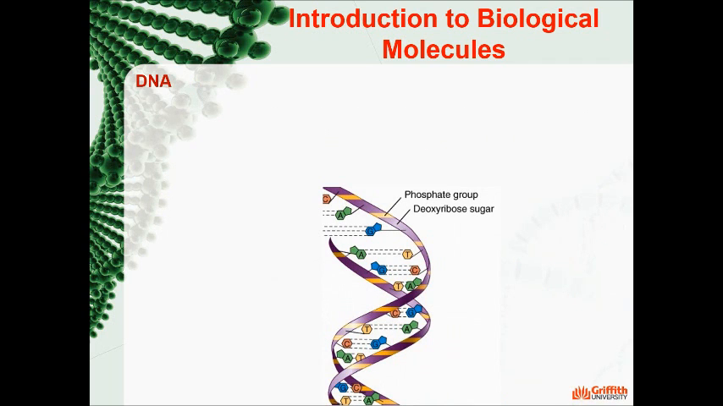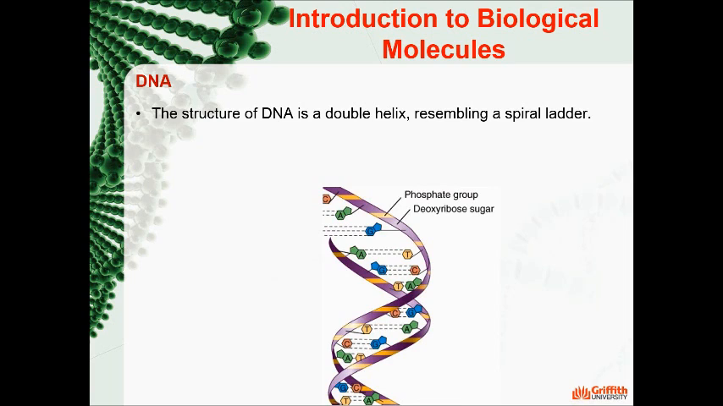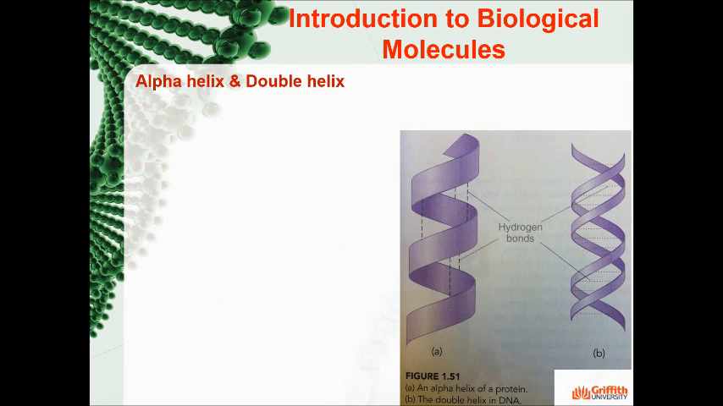The structure of DNA is a double helix resembling a spiral ladder. The phosphate groups and deoxyribose sugars form the uprights of the ladder, and the bases form the rungs. We talked about the alpha helix being one form of a protein's secondary structure. Now we mention the double helix structure of DNA. So what is the difference between an alpha helix and a double helix?